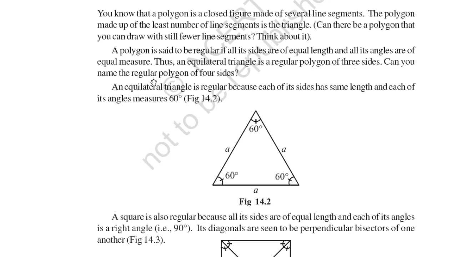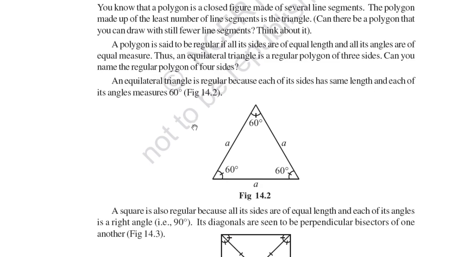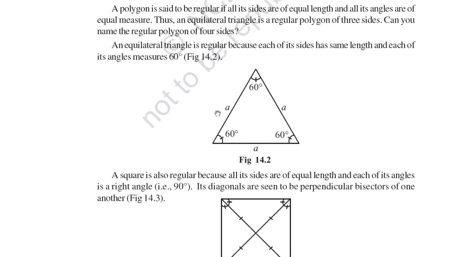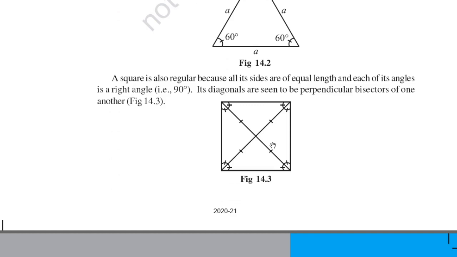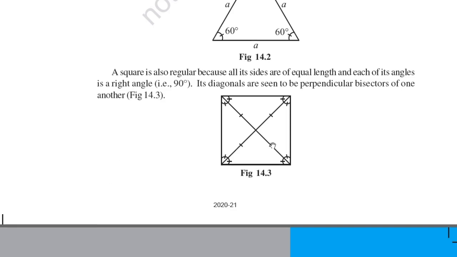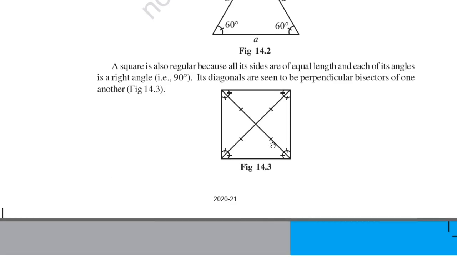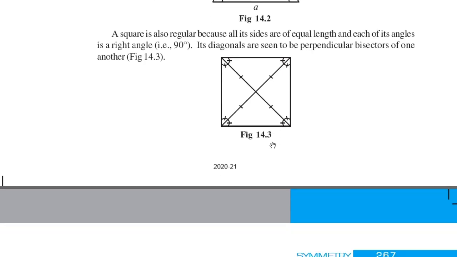Can you name the regular polygon of 4 sides? An equilateral triangle is regular because each of its sides has the same length and each of its angles measures 60 degrees. So you can see the equilateral triangle here. All the sides are of length a and all the angles are 60 degrees. A square is also regular because all of its sides are equal in length and each of its angles is a right angle, that is 90 degrees. Its diagonals are seen to be perpendicular bisectors of one another. So you can see 90 degrees, all the sides are equal.